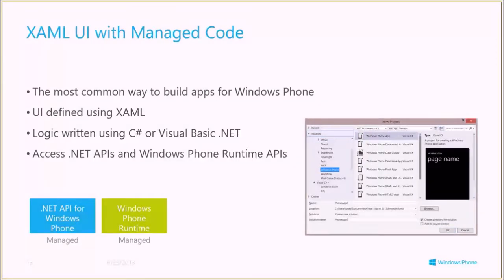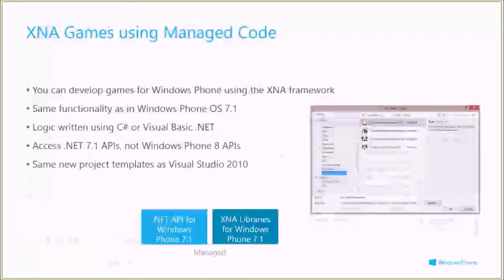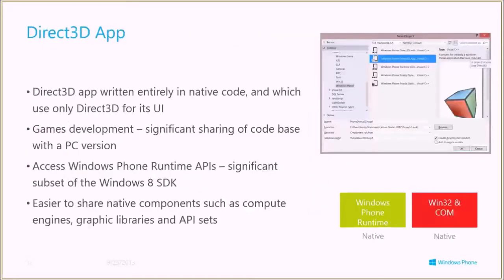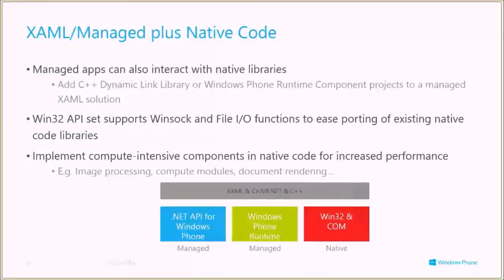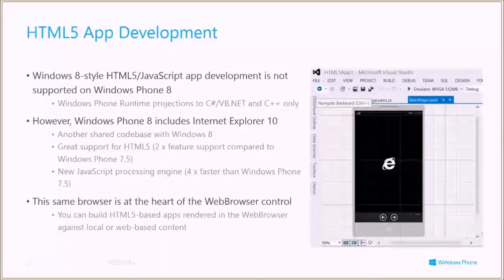Again, we said that there's no HTML5 JavaScript native development for Windows Phone 8, I mean from an SDK perspective. However, there are third-party frameworks that you can definitely use for developing apps. The good thing is Windows Phone 8 includes IE10, a shared code base with Windows 8. As I showed you in the demo about the filtering and the web browser control, there's great support for HTML5, 2x feature support compared to earlier Windows Phone 7.5, and a new JavaScript processing engine in HTML5 as well.